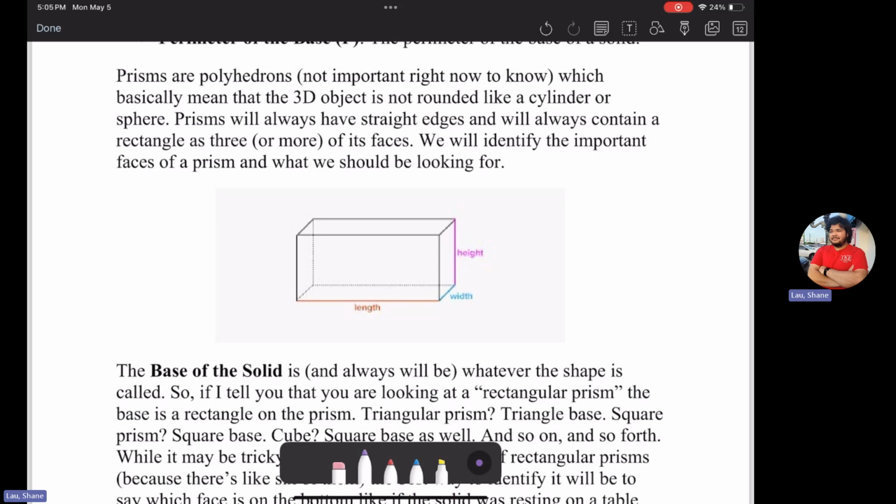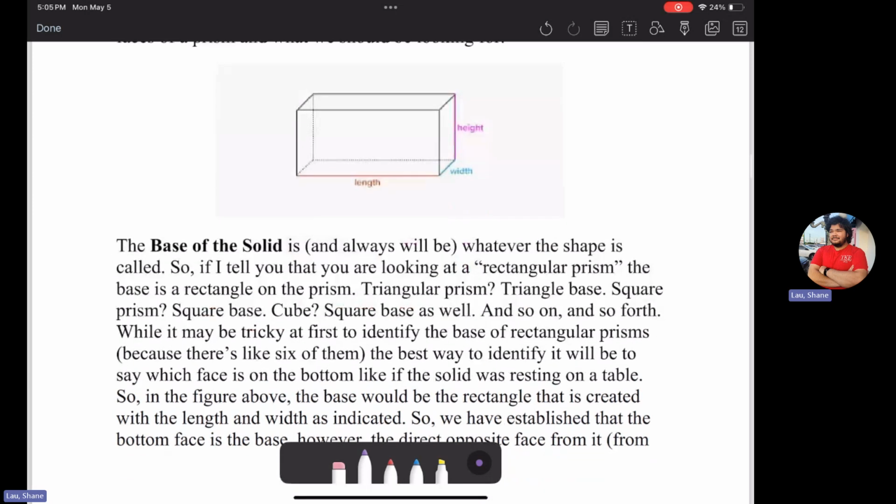We need to be able to identify a lot of the different kinds of faces that we can see on a prism. And the most important face is going to be our base, B-A-S-E. So the base of a solid is and always will be whatever the shape is called, no matter what. If I call it a triangular prism, it's going to be a triangular base. Whatever I call it, that is what it's going to be.